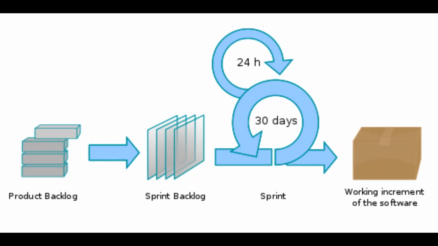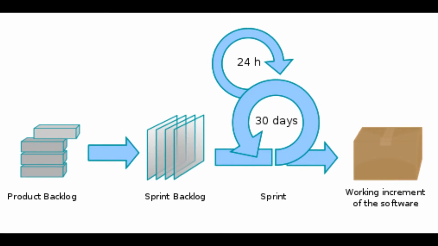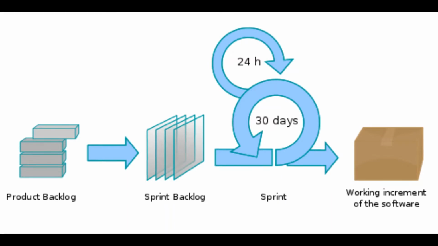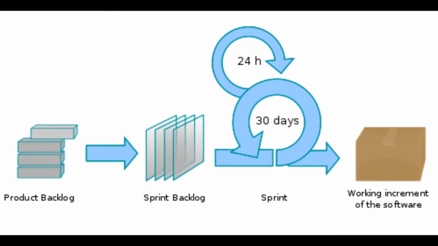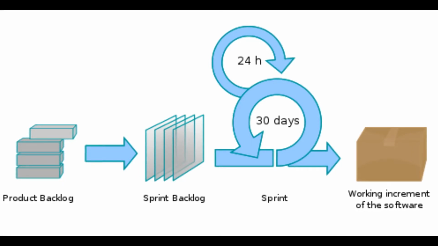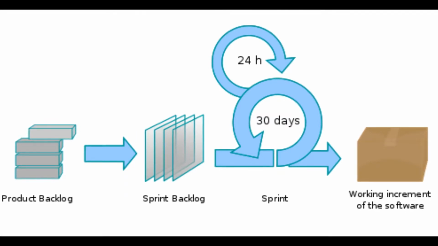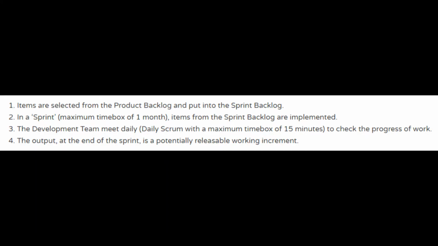The image on screen shows the workflow in Scrum. Firstly, items are selected from the product backlog and put into the sprint backlog. In a sprint, which has a maximum time box of 1 month, items from the sprint backlog are implemented. The development team then meet daily. This is called daily scrum, with a maximum time box of 15 minutes, and is to check on the progress of the work. Finally, the output at the end of the sprint is a potentially releasable working increment.